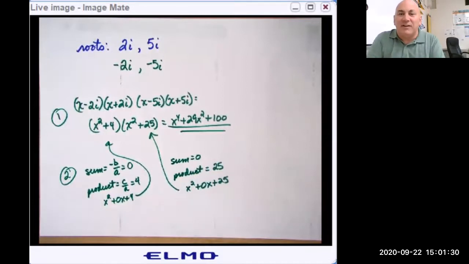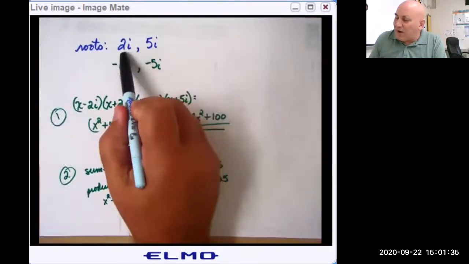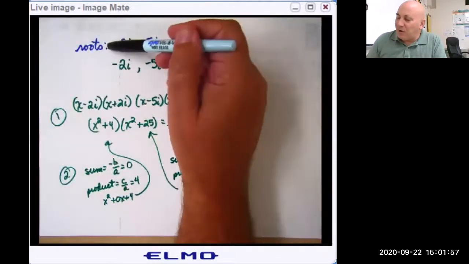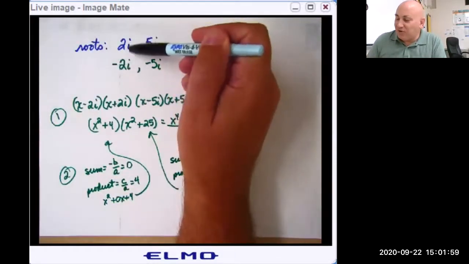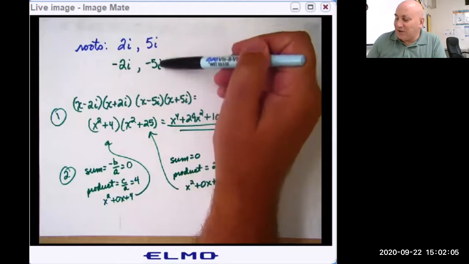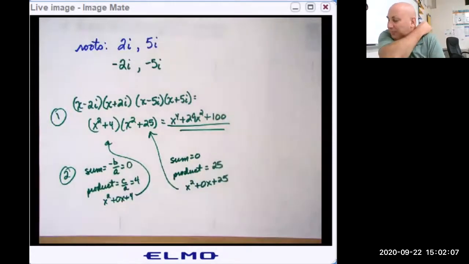I say, what is the simplest polynomial with real coefficients that has 2i and 5i as roots? Well, if it's 2i and 5i, those aren't complex conjugates. But if it's got real coefficients, then imaginary roots will always, always, always come in complex conjugate pairs. So the number 0 plus 2i, its conjugate is 0 minus 2i. 0 plus 5i, its conjugate is 0 minus 5i.